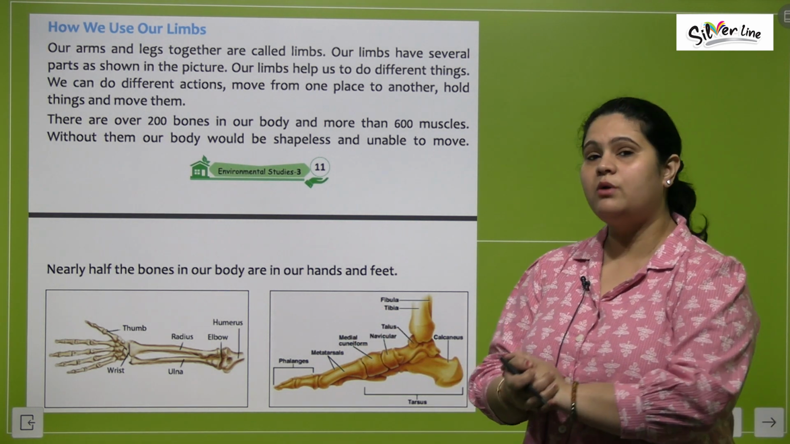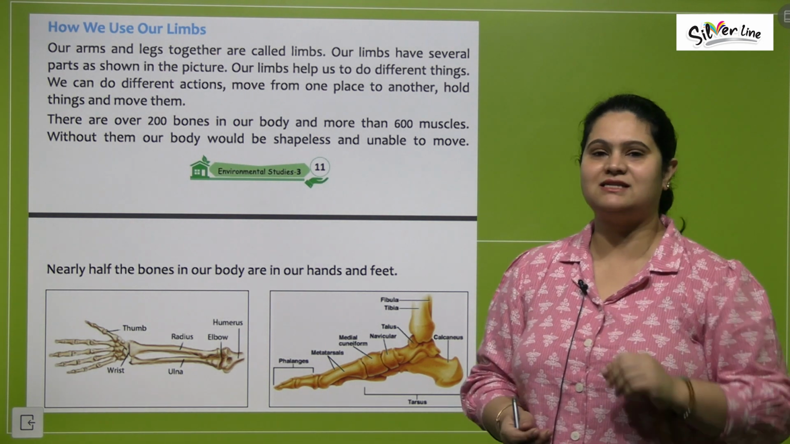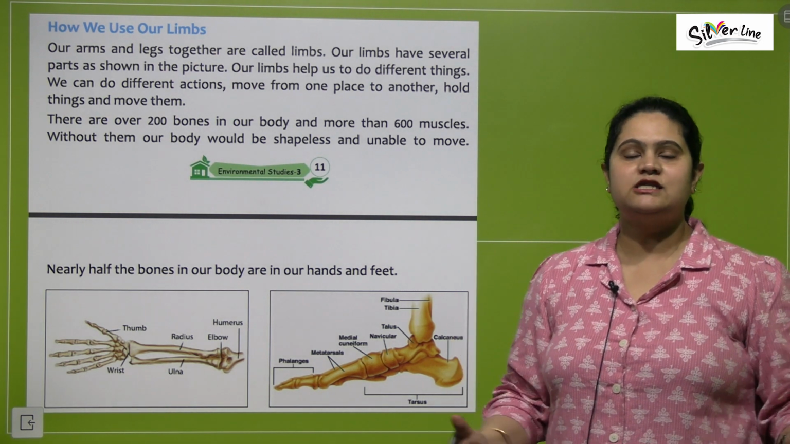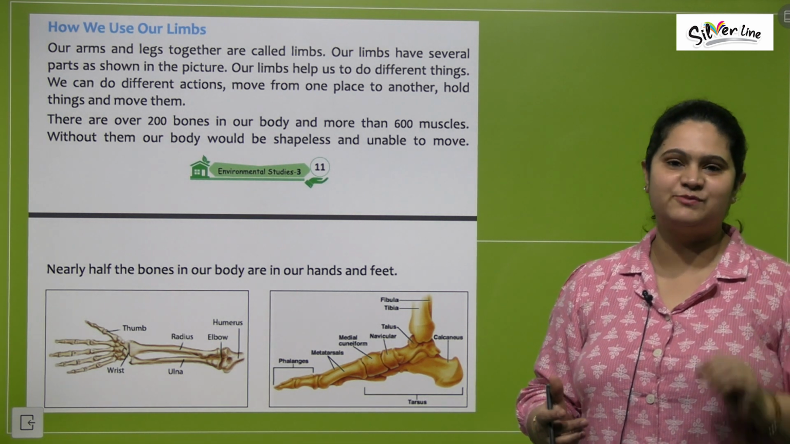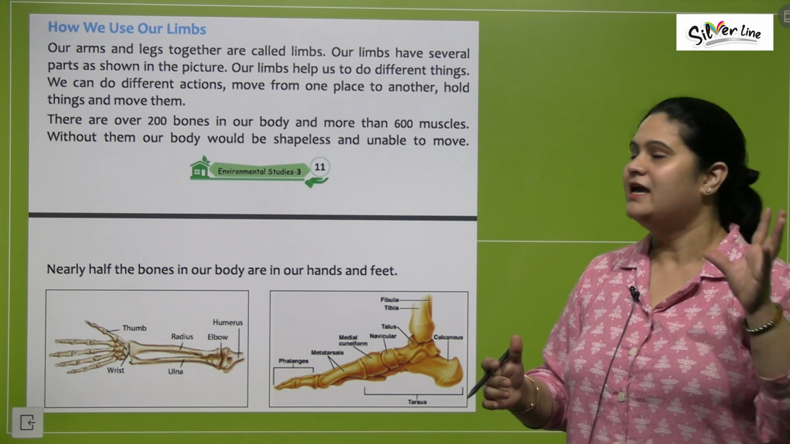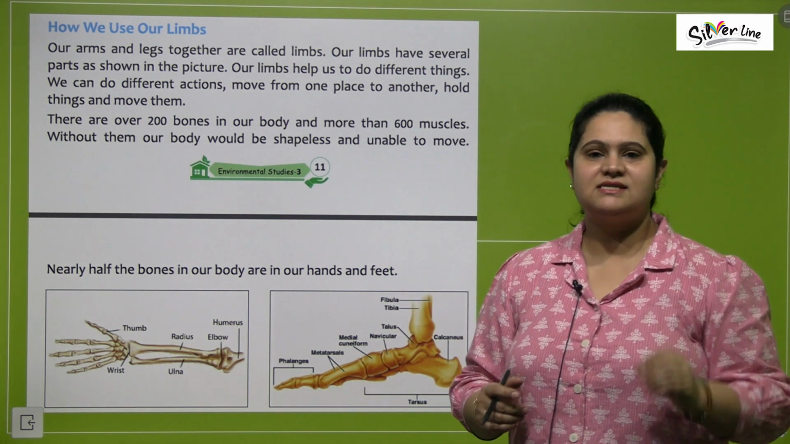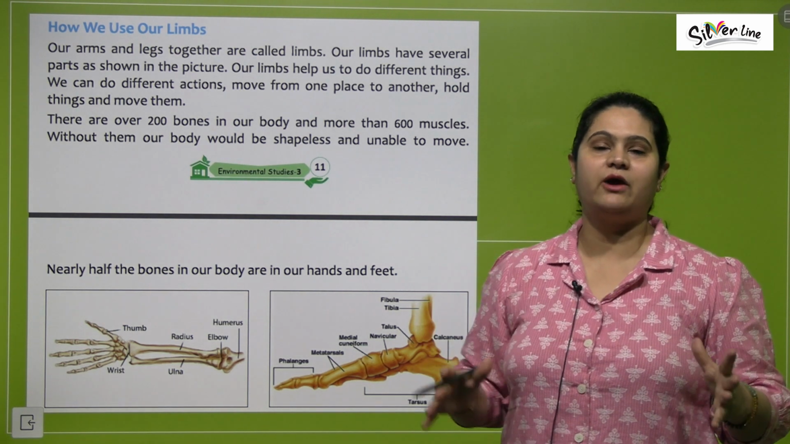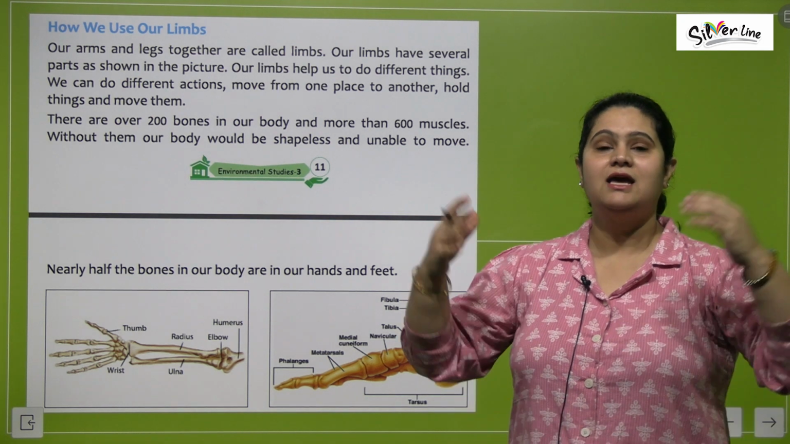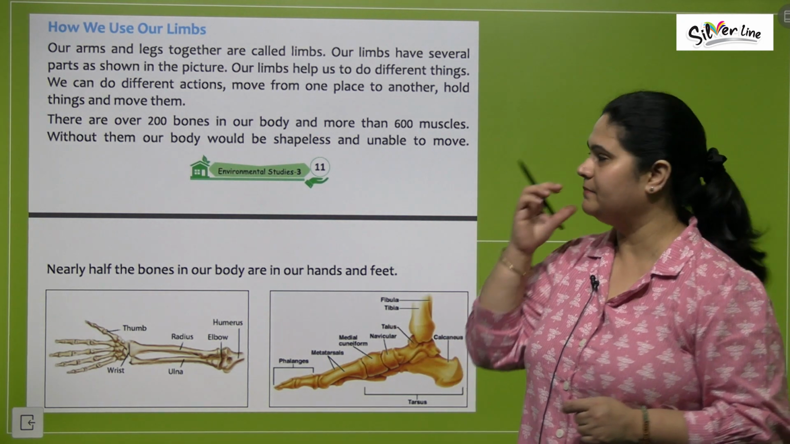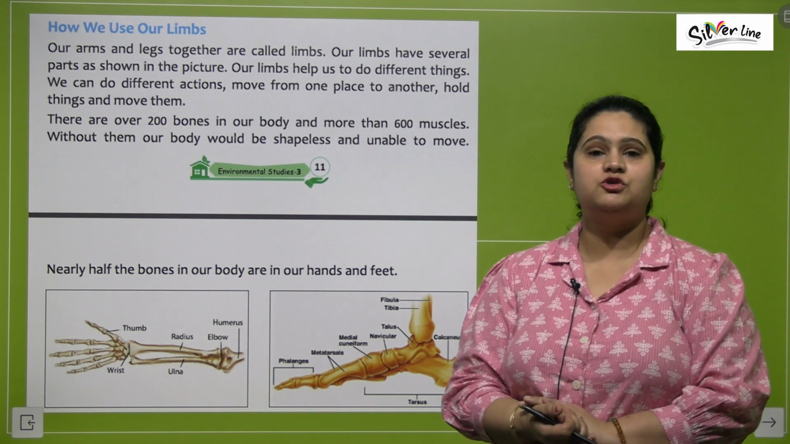There are over 200 bones in our body and more than 600 muscles. Just imagine, children, in this body we have more than 200 bones. Almost 206 bones are there in an adult body. And there are more than 600 muscles. और ये जो muscles हैं bones के ऊपर, about 600 muscles हैं हमारी body में जो हमें काम करने में help करती हैं. Without them, our body would be shapeless and unable to move.